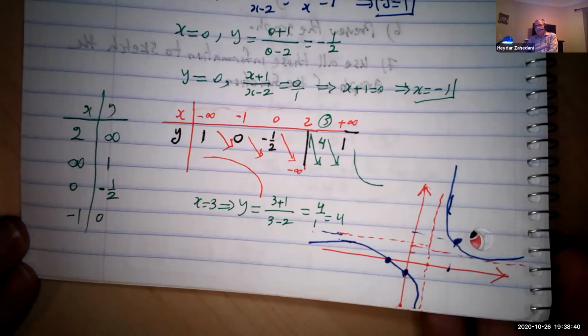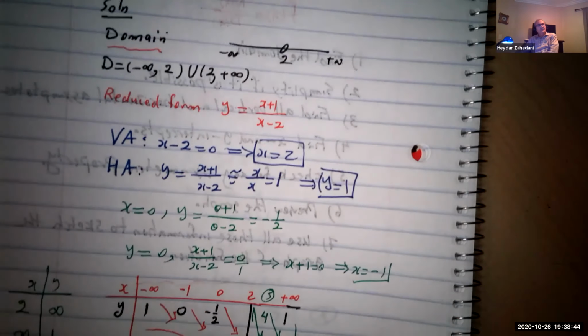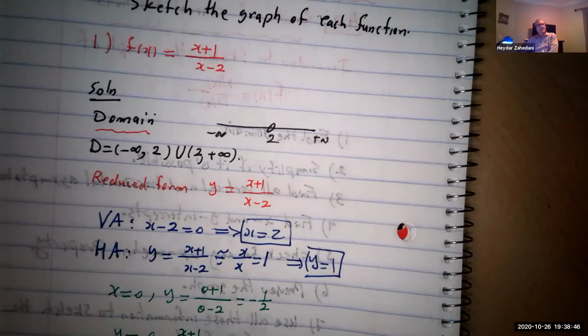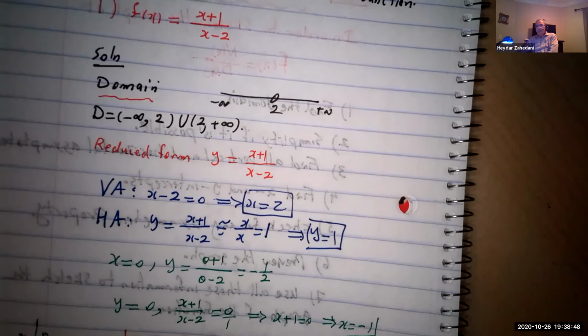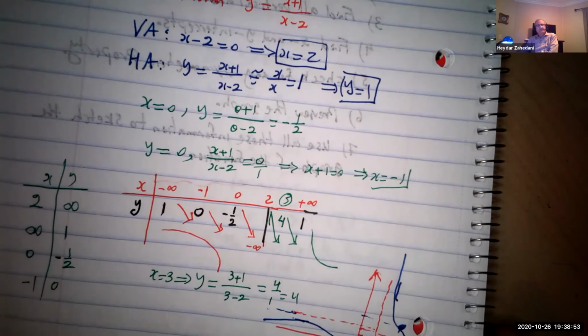Type 1 is just a nice one. You get everything we need. There was nothing complicated about it. Okay, ready for type 2?